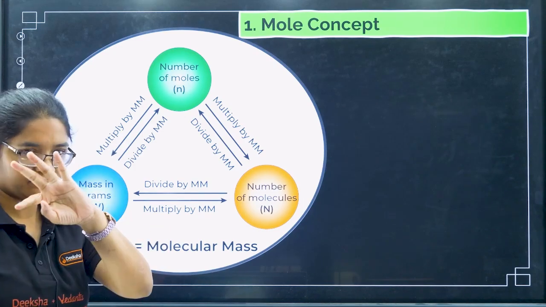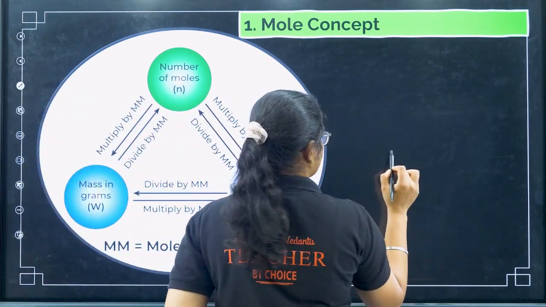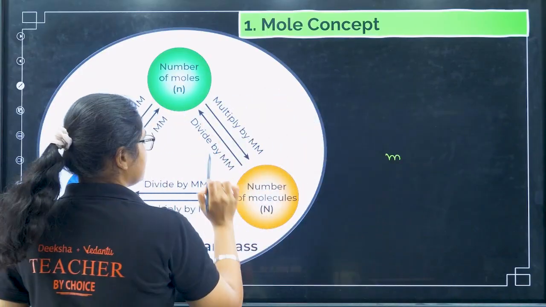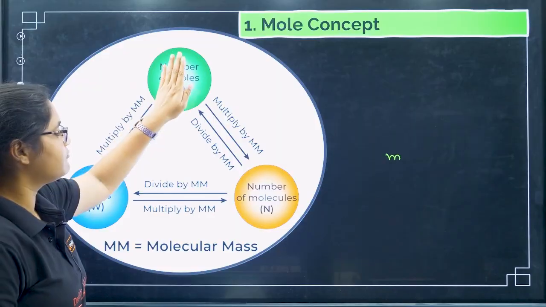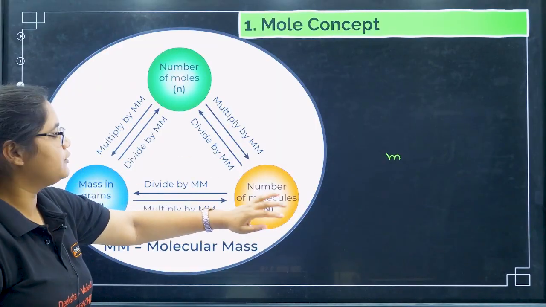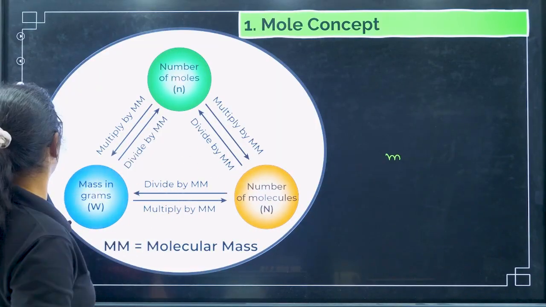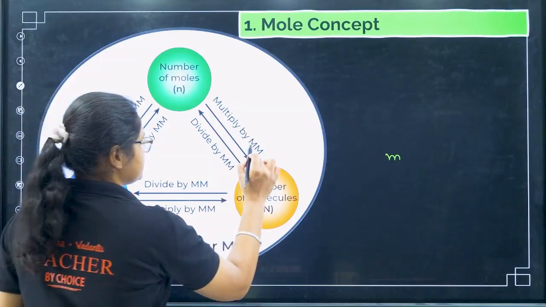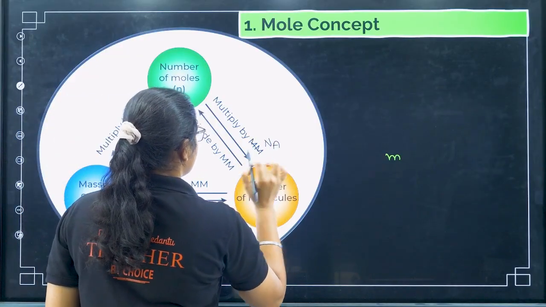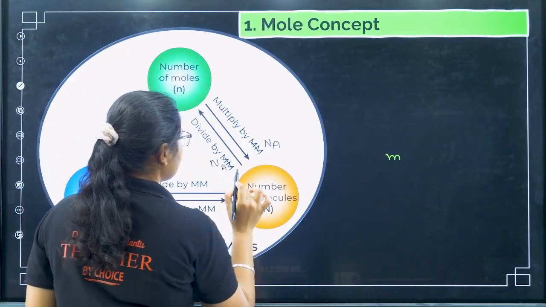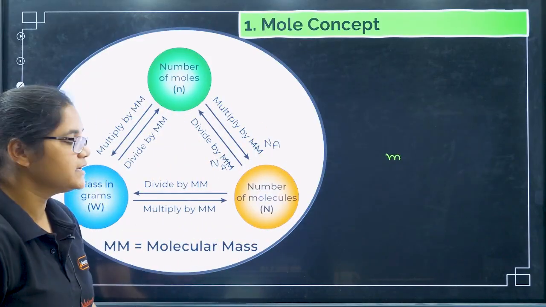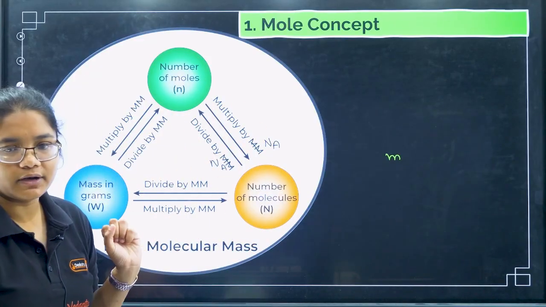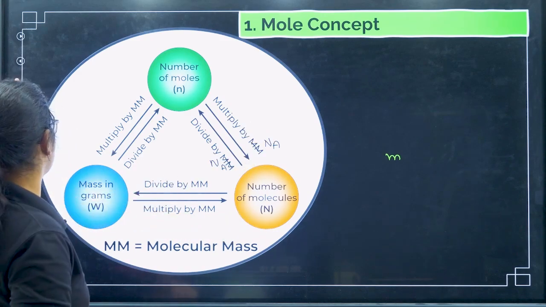Now see, we have 3 things. I have moles, I have number of particles and I have grams. If you want to convert number of moles to number of particles, then you have to simply multiply with Avogadro number. If you have number of molecules and you want to convert it to number of moles, then you have to divide by Avogadro number.